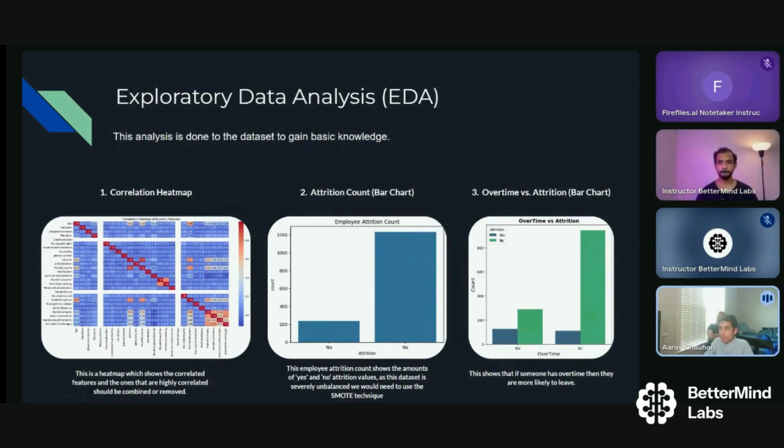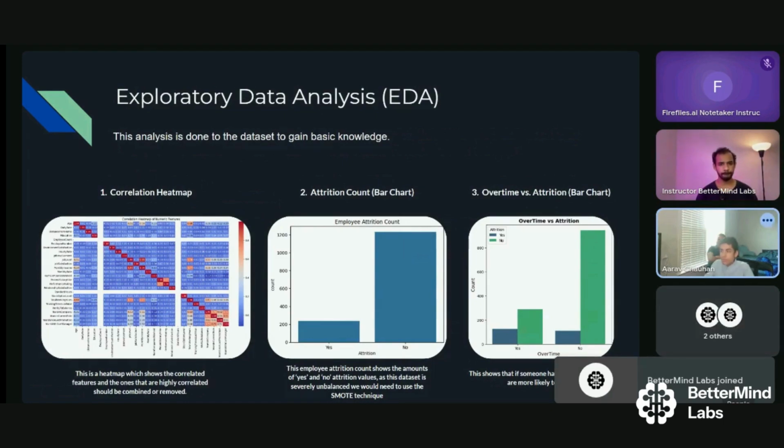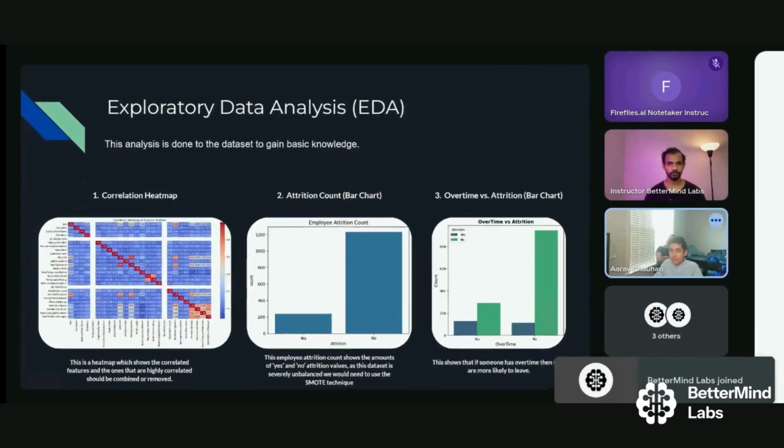So number one, EDA is an analysis done to gain basic knowledge about the data set. Number one is a correlation heat map, which shows how features are related to each other.